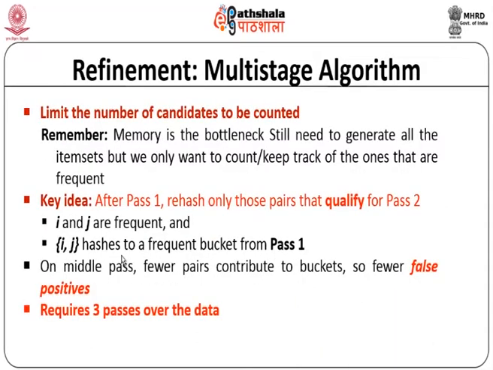What are the further refinements that may be done using this multi-stage approach? One important thing you can do is limit the number of candidates that need to be counted. How you can determine the counts is, as discussed in the previous session, we can make use of metrics like maximal or closed frequent itemsets to determine whether you can pass the given item set or an item pair to the next level or not.